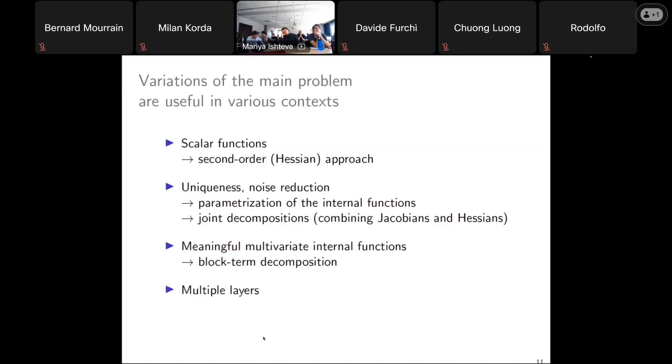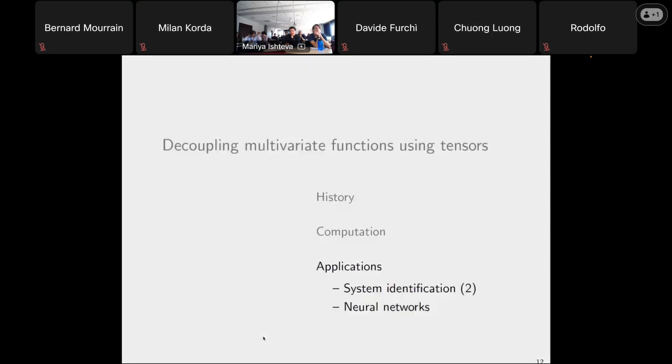And then we could also decide to go for multiple layers. And I don't know if I have time, but I have an example about this. And there are also tensor decompositions that relate to this version of the problem, for example, the PARATUCK2 or Z decomposition. Okay, so do I have 5 minutes? Yes, more than 5.